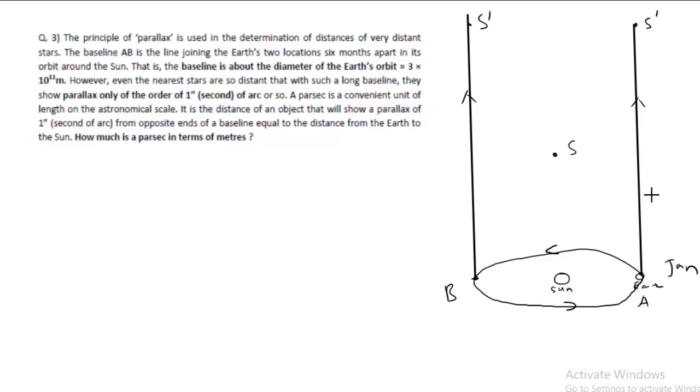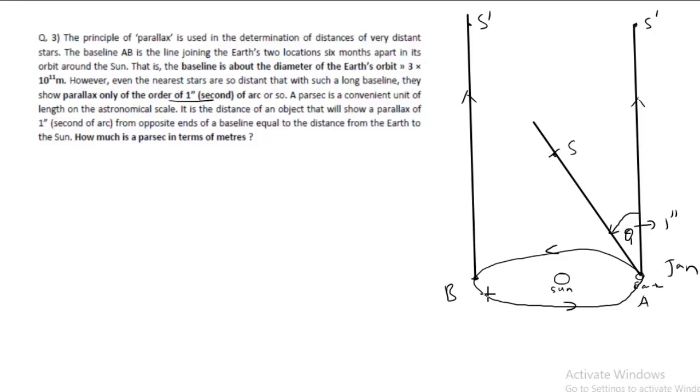That means when you observe the S dash and simultaneously observe the S also, you find that there is some angle between this line of sight and this line of sight. Let us consider this angle is theta 1. This is the parallax angle and it is given that this parallax angle is of the order of 1 arc second or 1 second of arc. So this theta 1 is of the order of 1 arc second.